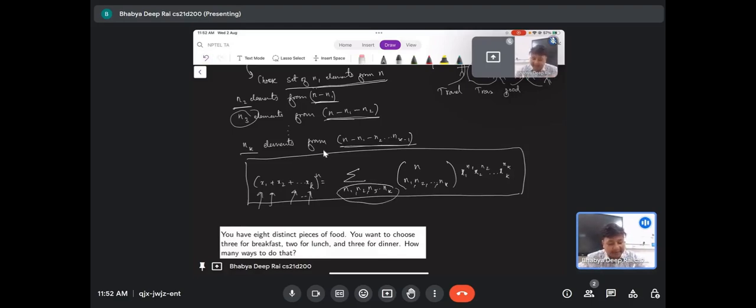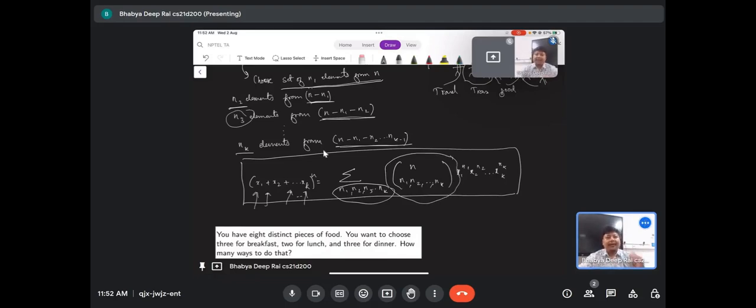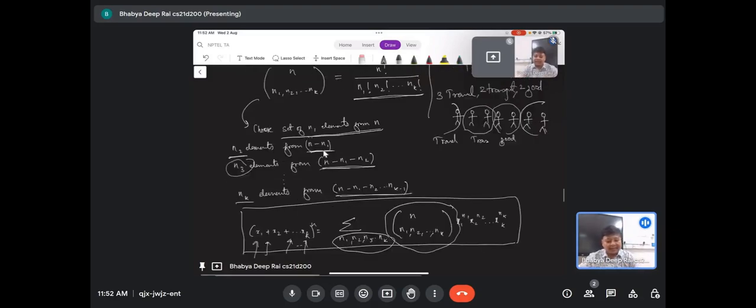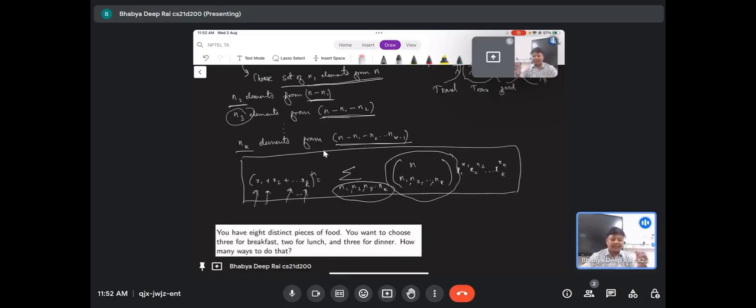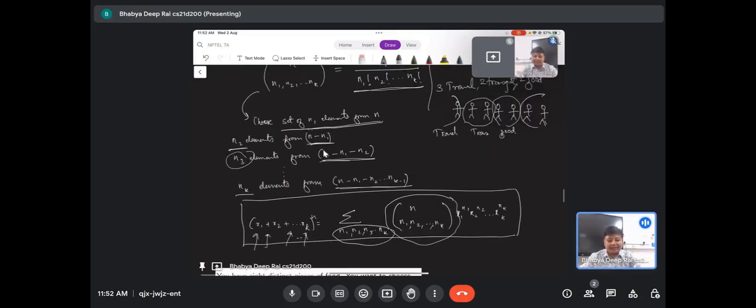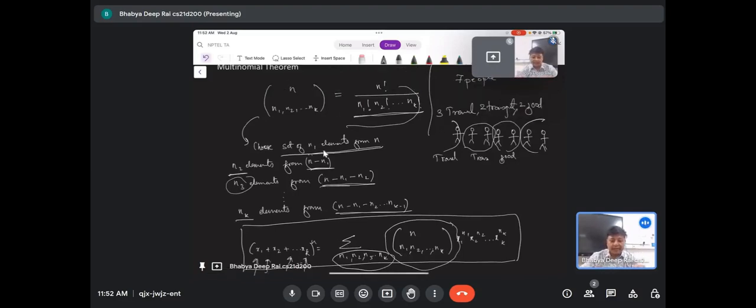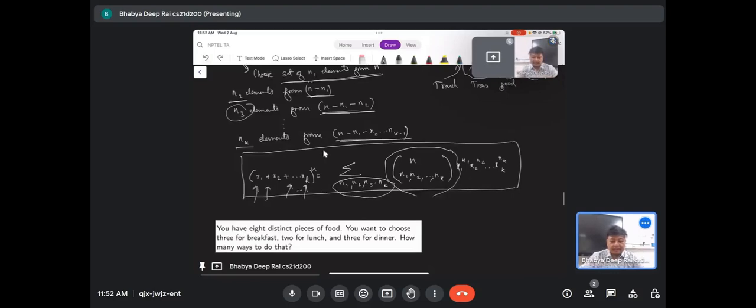You go over n1, n2, and so on till nk, and then do the multinomial coefficient, n choose n1, comma n2, comma nk, which is nothing but the same thing. You choose n1 first, whatever remains n2 you choose, and so on. We have this formula, right? So multinomial coefficients times x1 to the n1, x2 to the n2, and so on. So this is what is called the multinomial expansion. Okay.